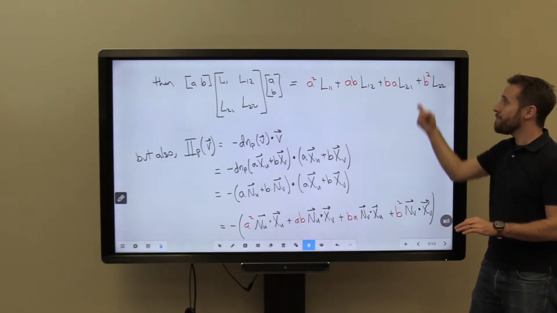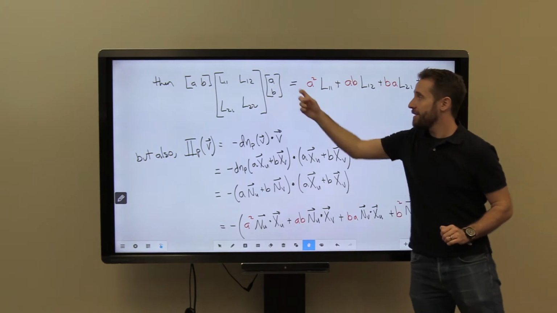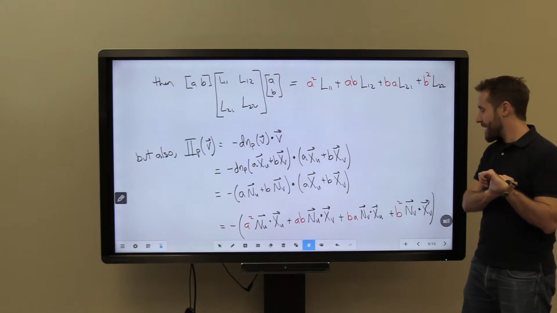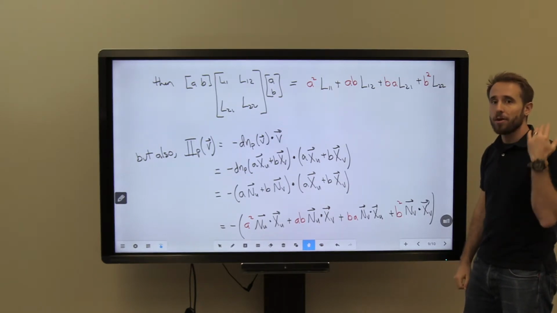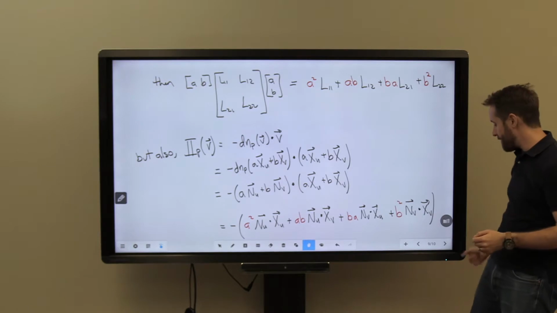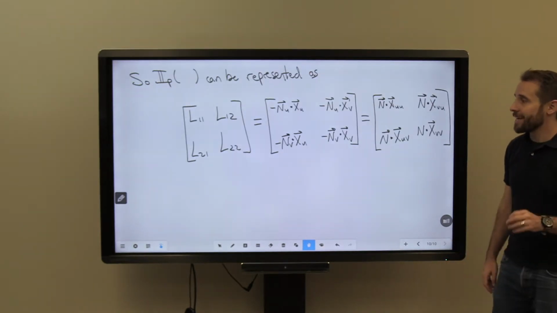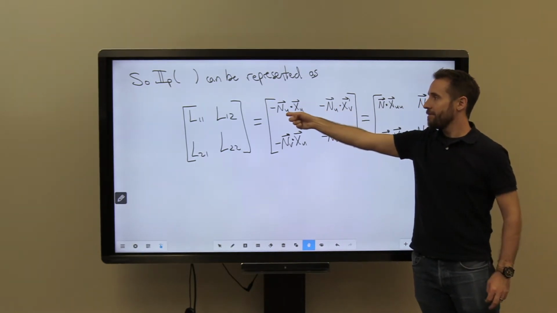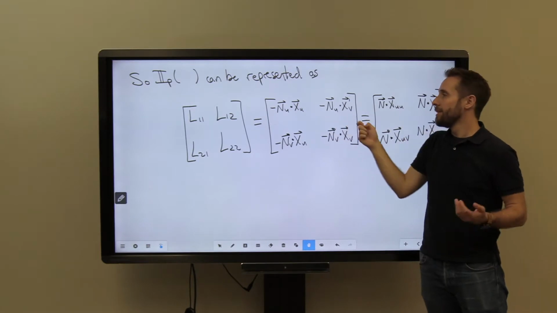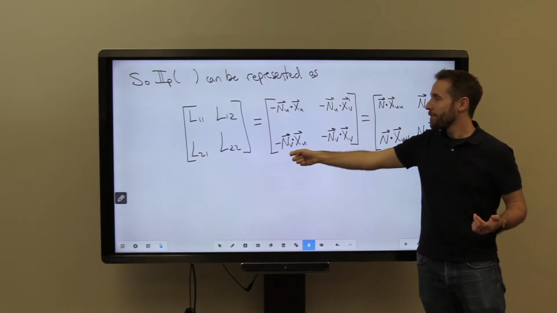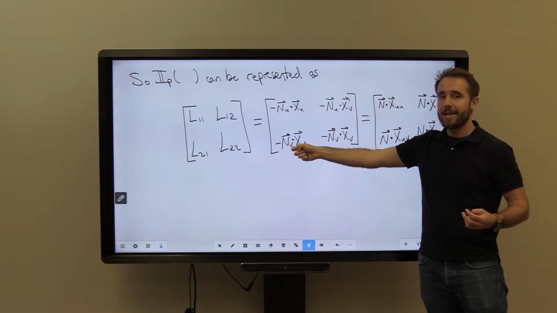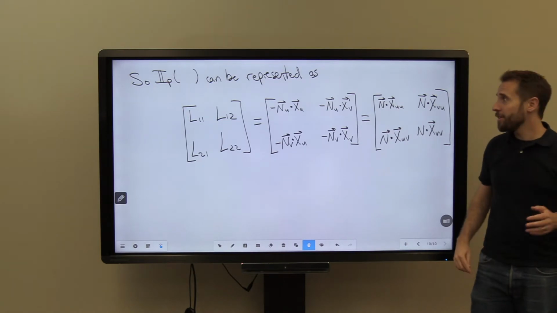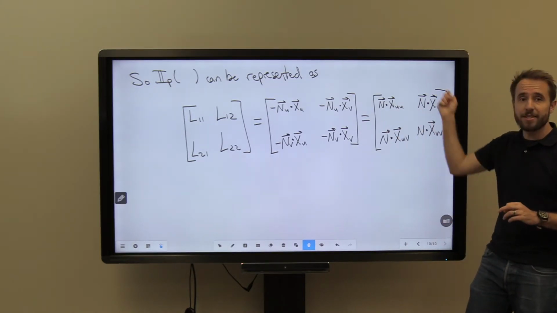And so, once we make that observation, we realize that we can write our matrix as dot products of our vectors xu and xv with our normal derivatives nu and nv. And the result is as follows. The second fundamental form can be expressed using these negative vectors. L11 is negative nu dot xu, L12 is negative nu dot xv, L21 is negative nv dot xu, and L22 is negative nv dot xv. I'll point out that we can also write it in this form.